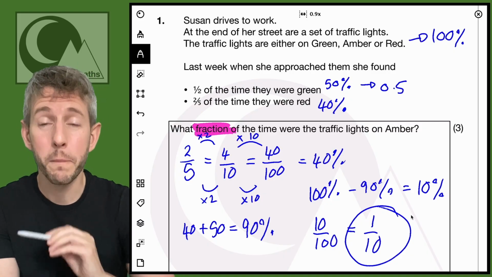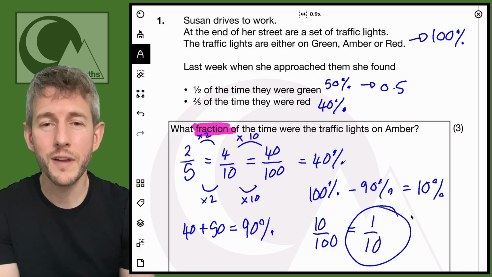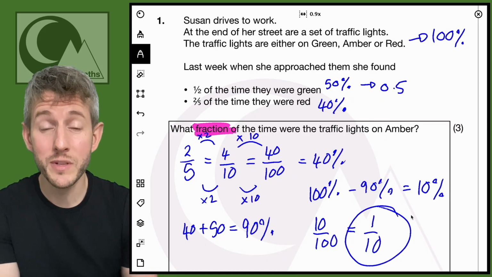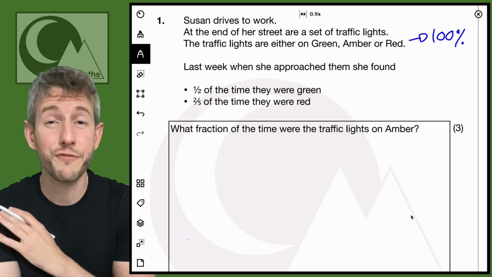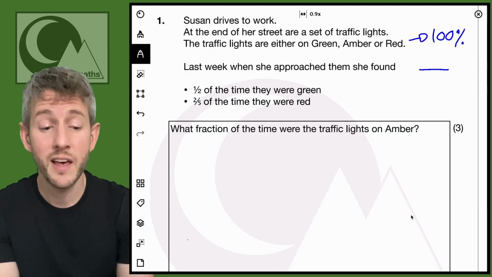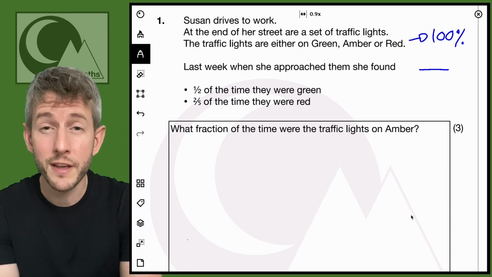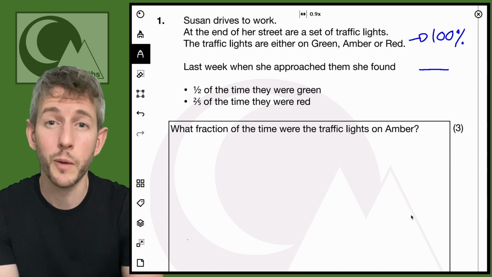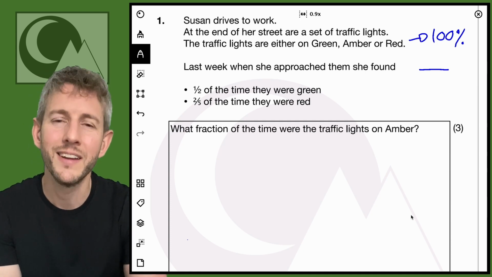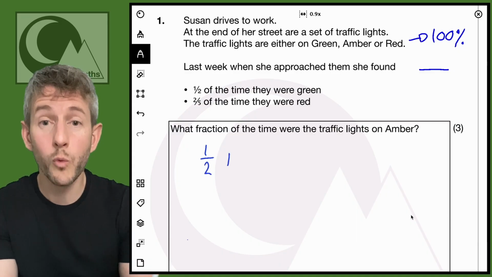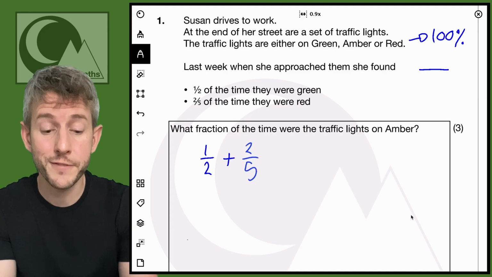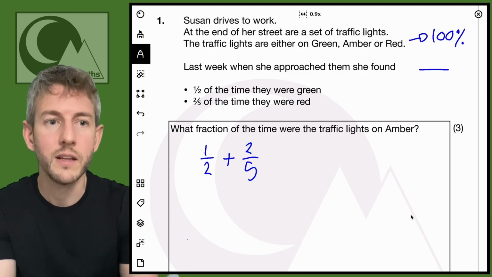Okay, right. Now, I'm also going to quickly go through the way that you would do it with adding fractions. So let's have a look at this question if we just forget about the percentages. I'm going to remember that if there's three things that are happening, they have to add up to a complete fraction, okay? So they have to make sure that the fraction is full. So I know already we've got half of the time they're green, and I know that 2/5 of the time they are red. So there we go.